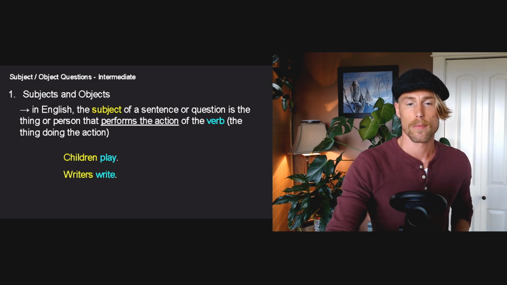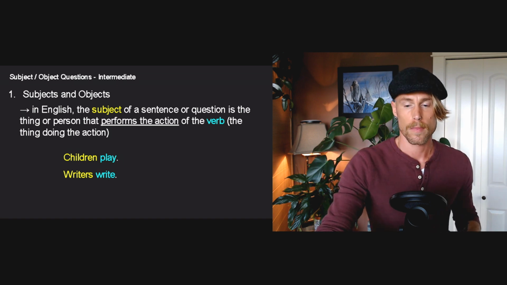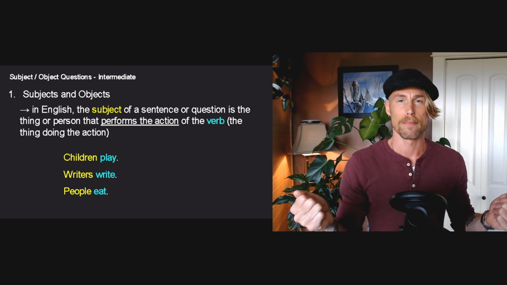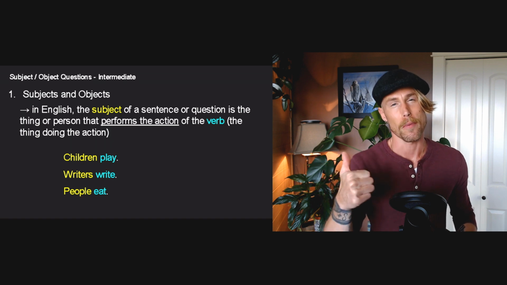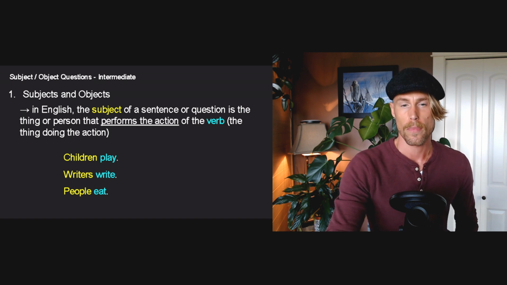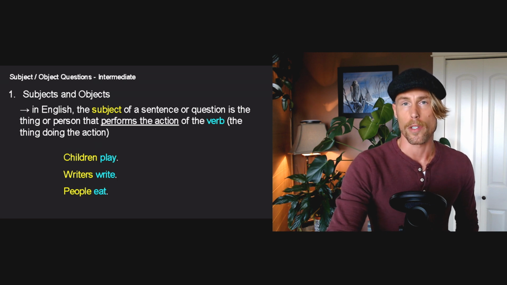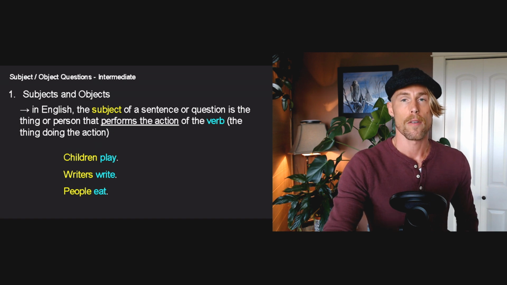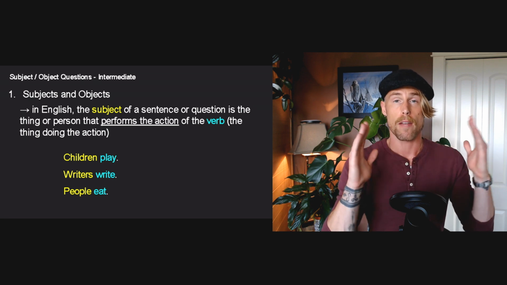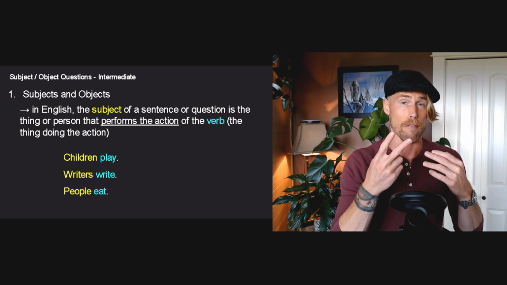Next example. Writers write. Next example. People eat. It's true. I just had dinner. I had a hamburger. It was delicious. So you can see the subjects of the sentences in yellow and the verbs in blue. The reason I am showing you these simple examples is hopefully to allow you to understand that subjects and verbs go together. And sentences can be very short, just a subject and a verb. It's possible.